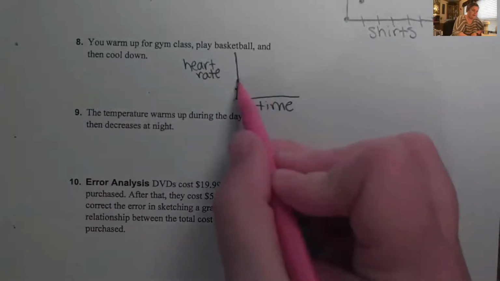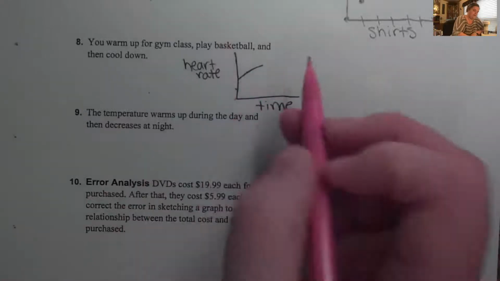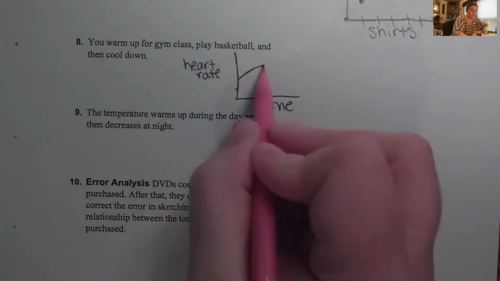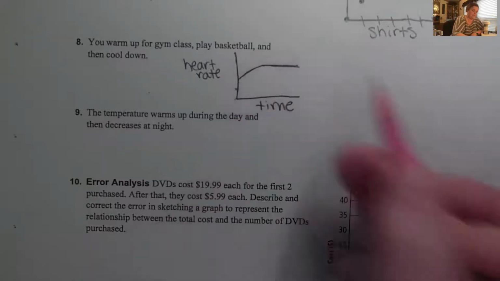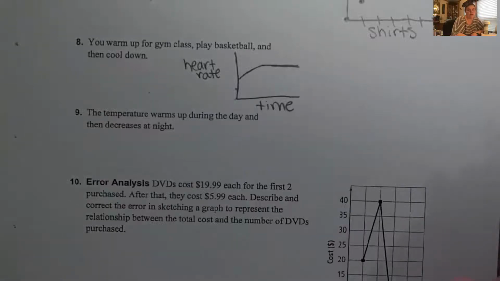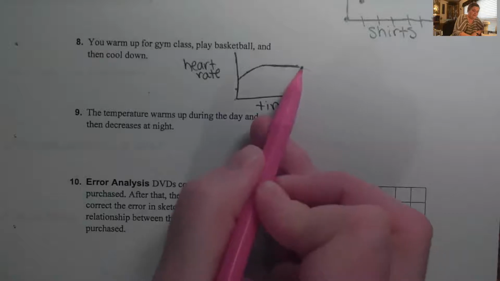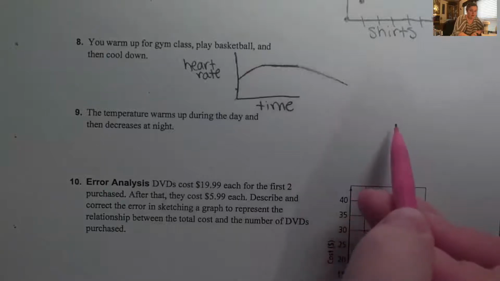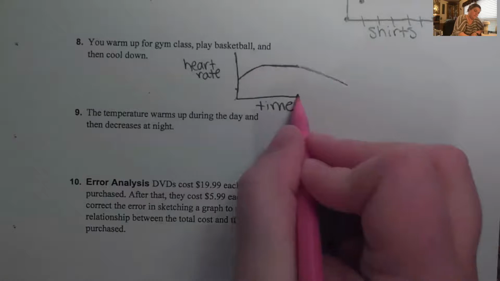I'm just warming up. Okay, so I'm gonna make a nice curved line. Then I play basketball for a while. So when my heart rate has finally increased, I'm gonna probably stay at that same heart rate for a while because I'm playing basketball. And then I'm gonna cool down. Now, I personally think that the cool down is gonna take a lot longer. So you're gonna try to make that longer. And remember, you don't wanna go back down to 0 because you don't wanna not have a heart rate. Okay.